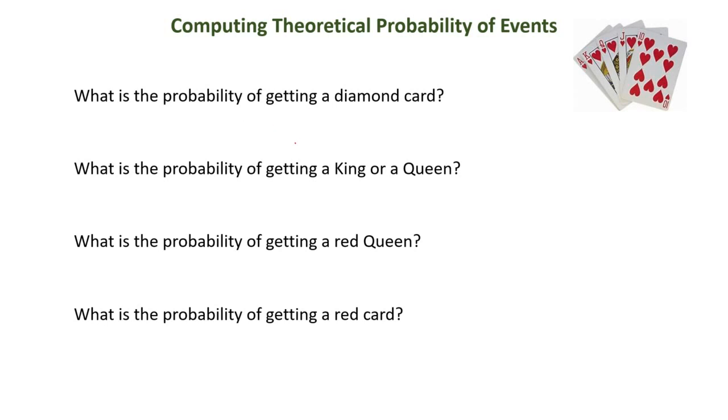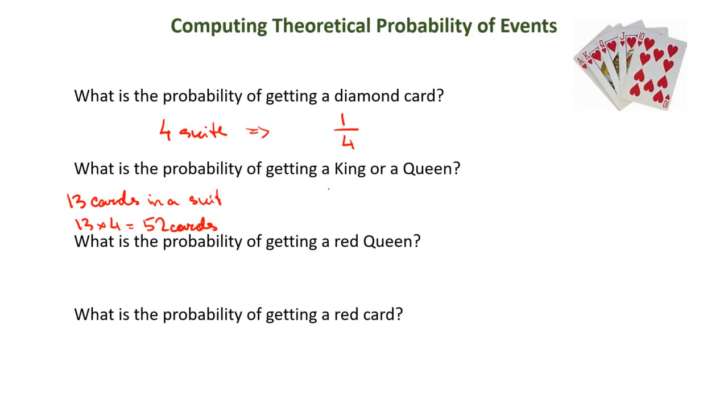So what is the probability of getting a diamond card? Diamonds is one of the suits, so there are 4 suits, therefore the probability of getting a diamond will be 1/4. What is the probability of getting a king or a queen? So there are 13 cards in each suit, 2 of them are kings or queens. In total there are 13 times 4, 52 cards in a deck.